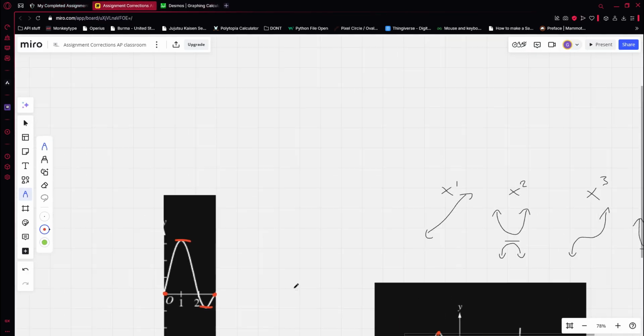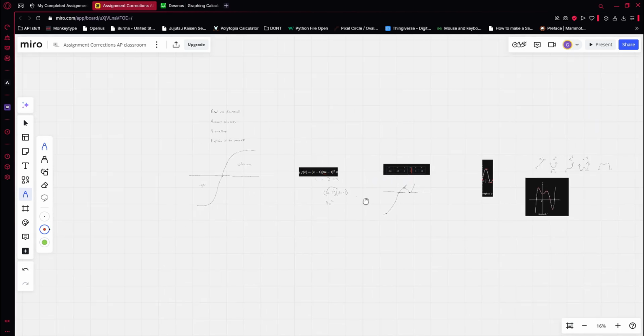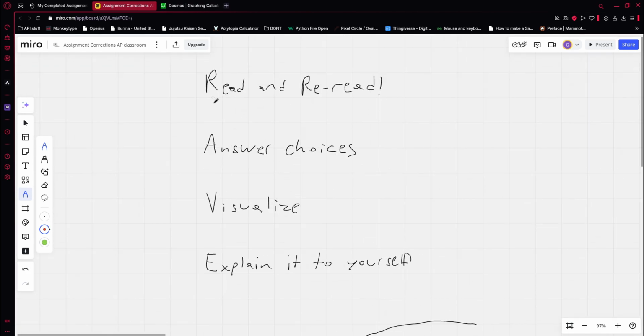Make sure to keep in mind, where is it? RAVE. Read and reread answer choices, visualize, and when you're doing it, explain it to yourself. Explain your answer choice to yourself. The reason I haven't been doing that is because I'm explaining it to you, so I don't really have to do that. But if it's on a test, explain to yourself, justify to yourself, why am I choosing this? Why is this correct?